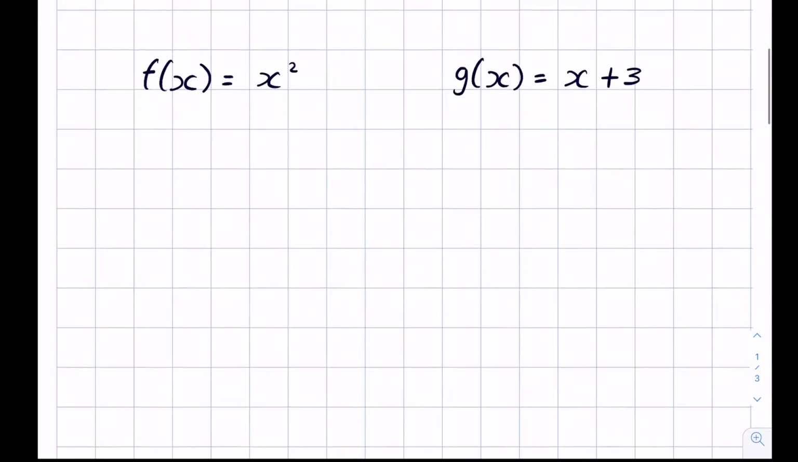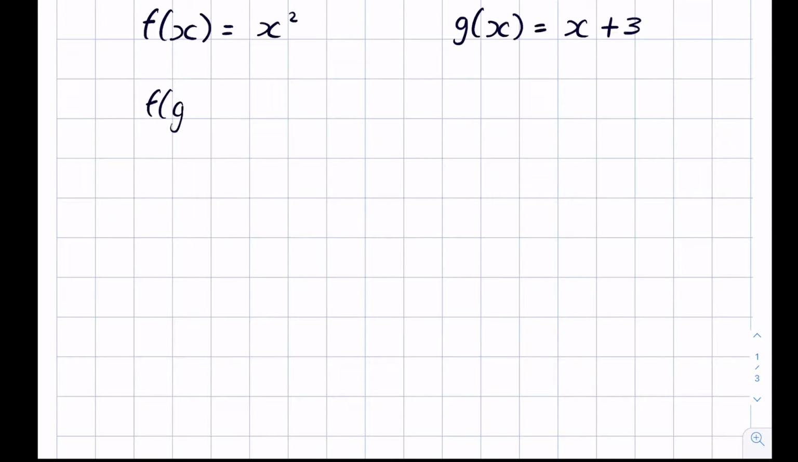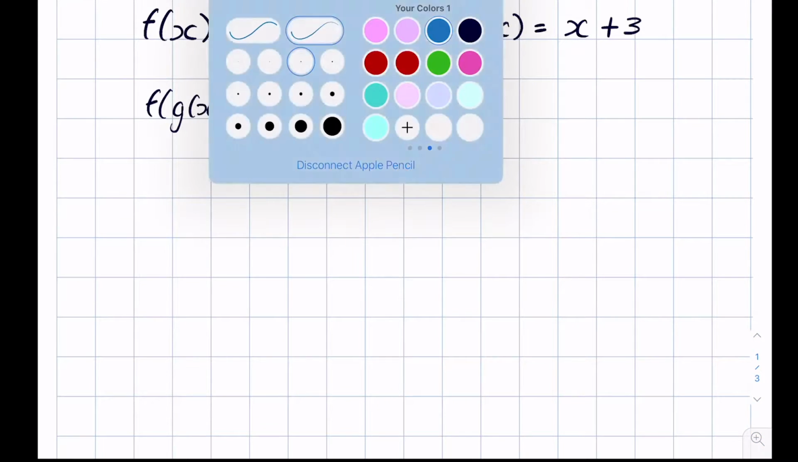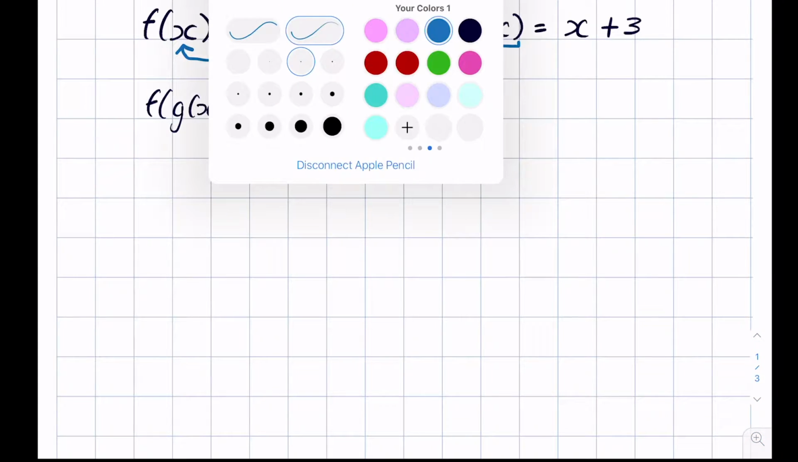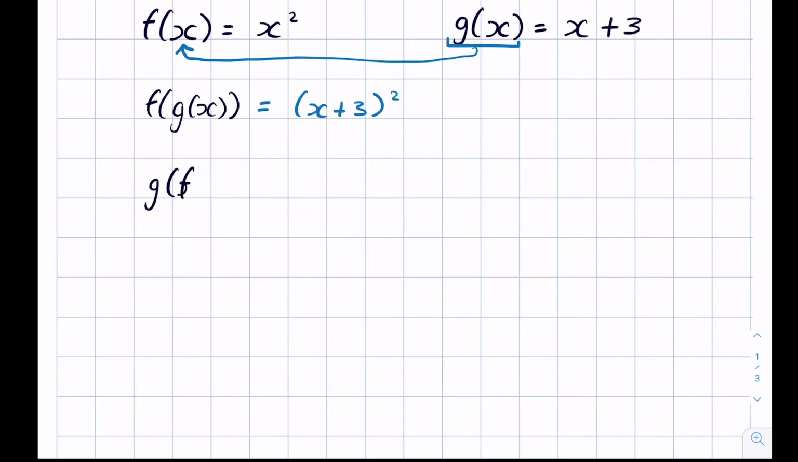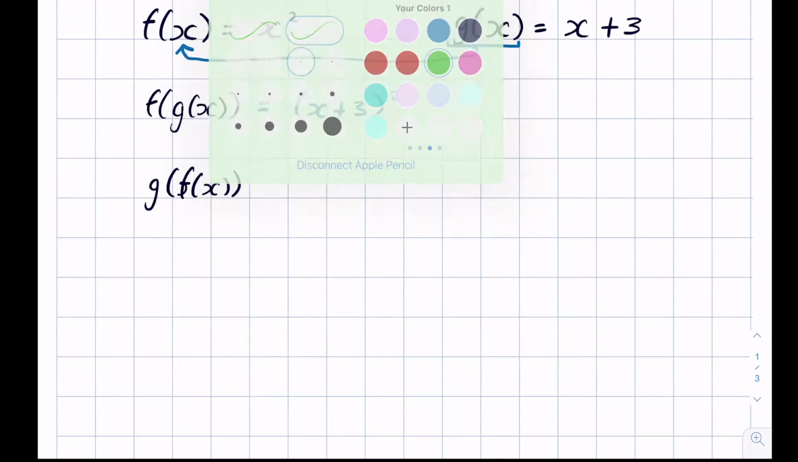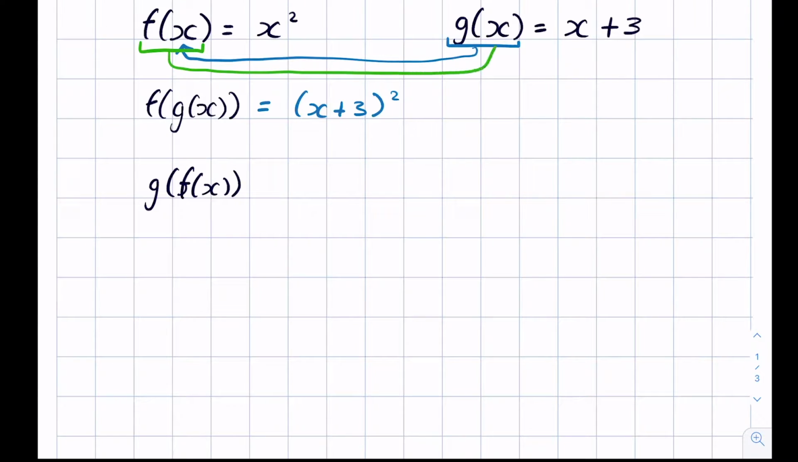A composite function is when the output of one function becomes the input of another function. So we might have f(x) = x squared and g(x) = x + 3. In this case, if we're looking for f(g(x)), the output of g(x) becomes the input of f(x), so we get (x + 3) squared. Alternatively, we can find g(f(x)), where the output of f(x) becomes the input of g(x). So what we get is x squared + 3.